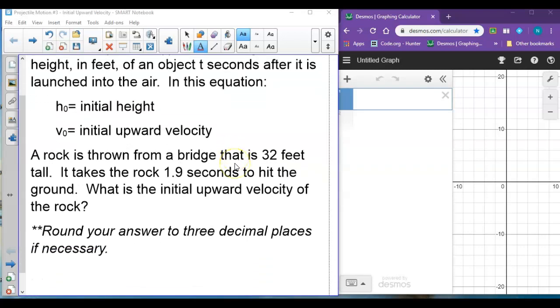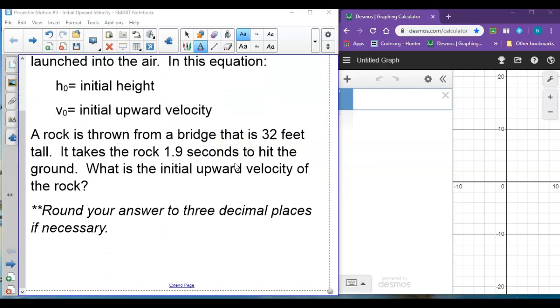So what we're going to do here is we are going to have this situation. A rock is thrown from a bridge that is 32 feet tall. It takes the rock 1.9 seconds to hit the ground. What is the initial upward velocity of the rock?